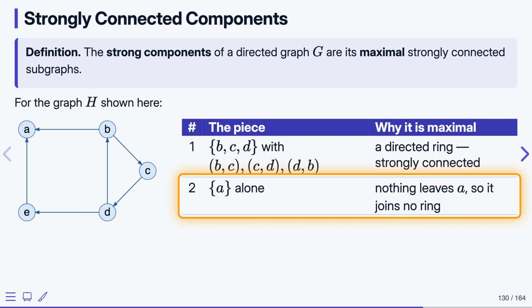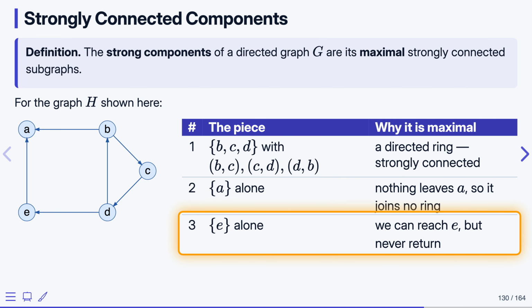Step 2. Vertex A, no arrow leaves A, so it can never get back into the ring. It cannot join any strongly connected piece, so A is a component all by itself. Step 3. Vertex E, we can reach E from D, but nothing leads out of E except the arrow to A, and from A there is no way back. So E is also alone. 3 strong components in all.